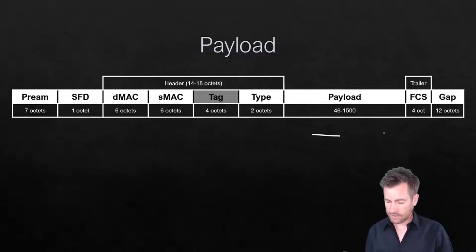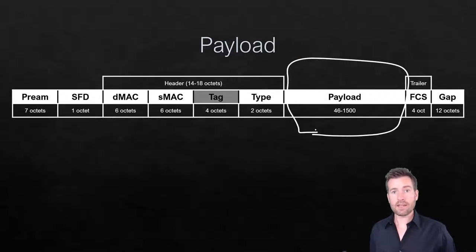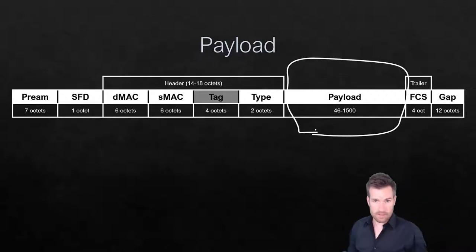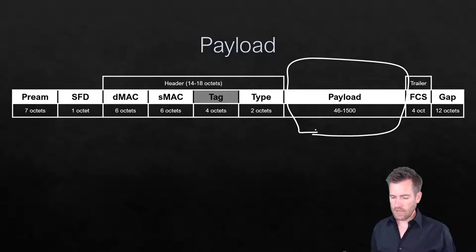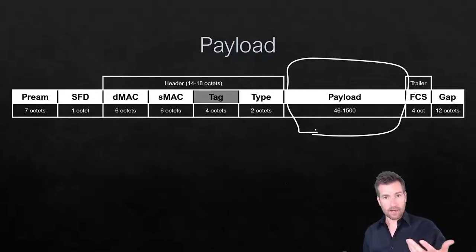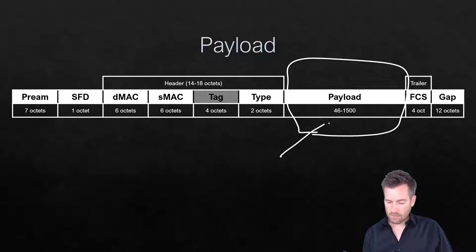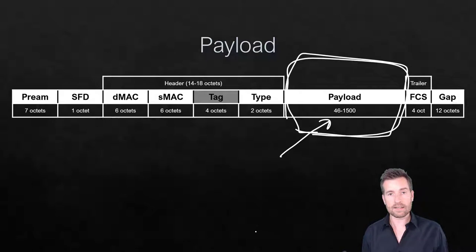Let's take a look at the payload first. The payload is what data is going to be transferred. So the payload has data from the upper layers. Layers 3, 4, 5, 6, and 7 are going to be within here. Even the packet from layer 3, that header is going to be included in there. The segment header is going to be in there. So the payload is all of the data that it's trying to get from one point to the next point.